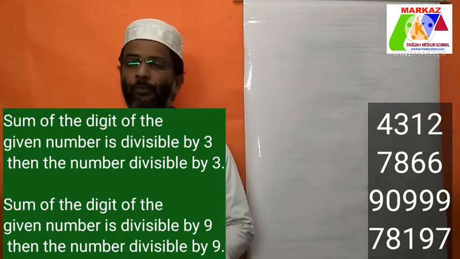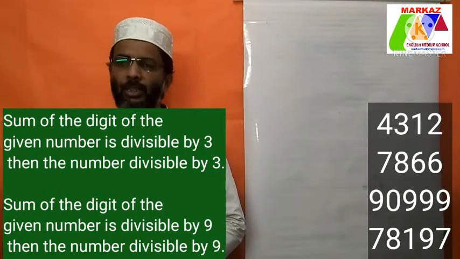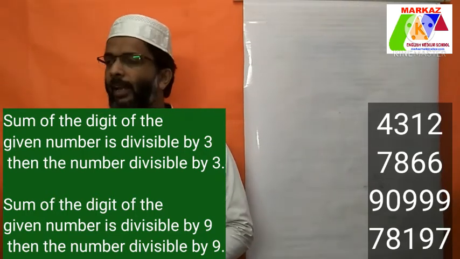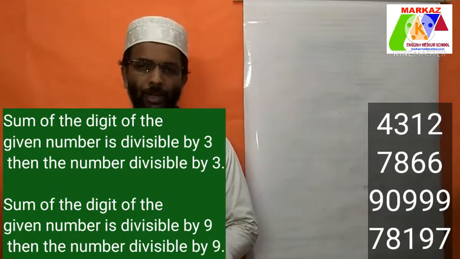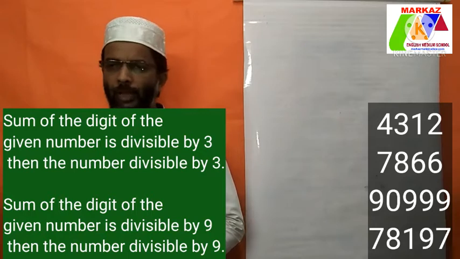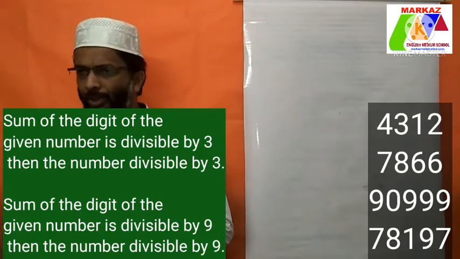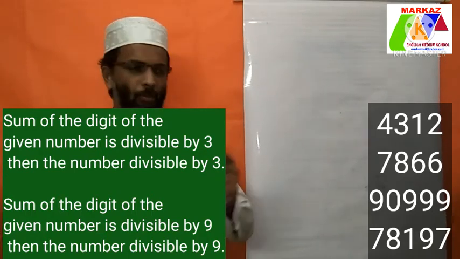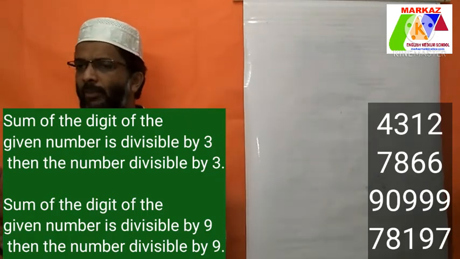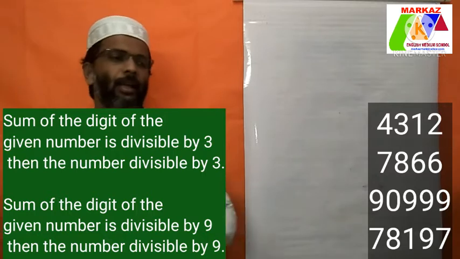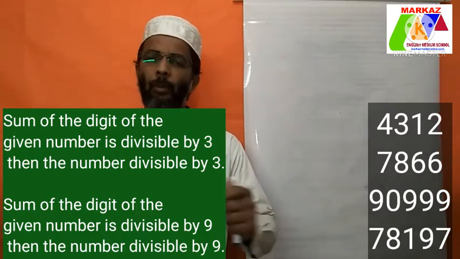If the sum of the digits of the given number is divisible by 9, then the number is divisible by 9.